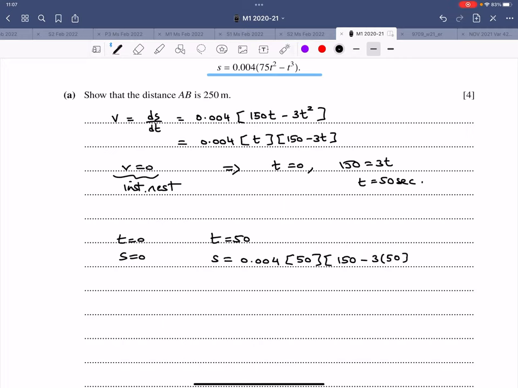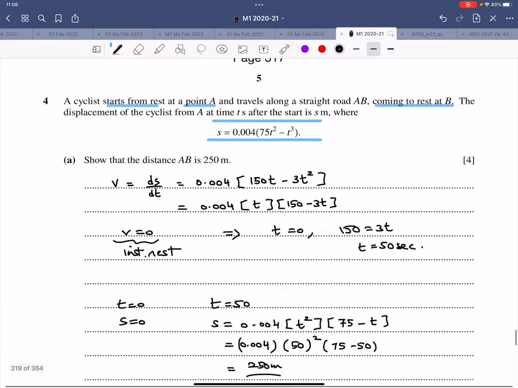So that's the velocity equation, my bad. So the displacement equation was written above. That's 0.004, and take t square common out, and this is 75 minus t. So that's easier to work with. 0.004, and t square is 50 square, and 75 minus 50. And you would evaluate it and then you would get the answer for this particular part. And of course, the answer is given. That is 250 meters.